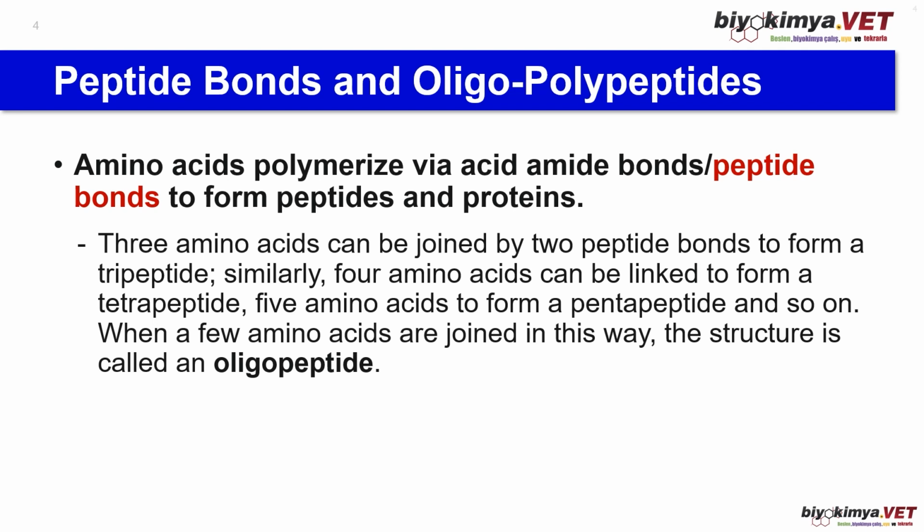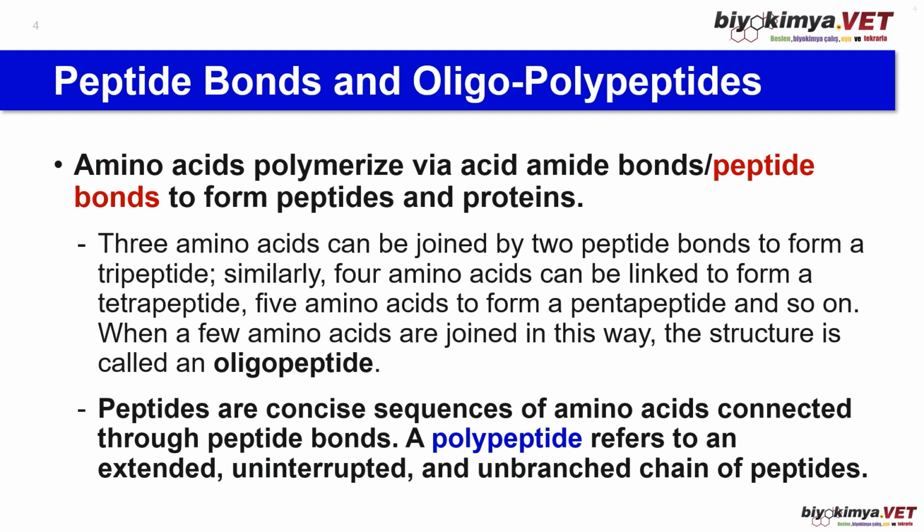Three amino acids can be joined by two peptide bonds to form a tripeptide. Similarly, four amino acids can be linked to form a tetrapeptide. When a few amino acids are joined in this way, the structure is called an oligopeptide. Peptides are concise sequences of amino acids connected through peptide bonds. A polypeptide refers to an extended, uninterrupted, and unbranched chain of peptides. It's also present in the following slides that proteins can have thousands of amino acid residues.